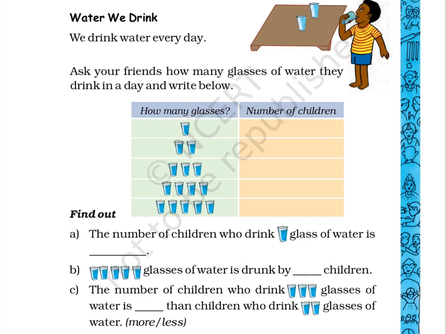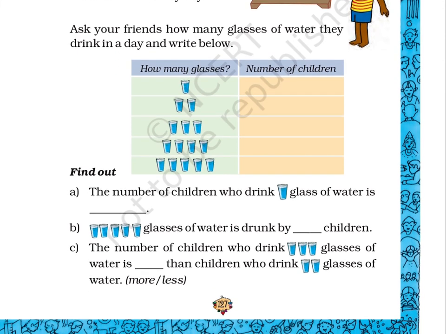Row 1. Column 1 has a picture of a glass of water and column 2 has space for writing number of children who drink one glass of water in a day. Row 2. Column 1 has a picture of two glasses of water and column 2 has space for writing number of children who drink two glasses of water in a day.